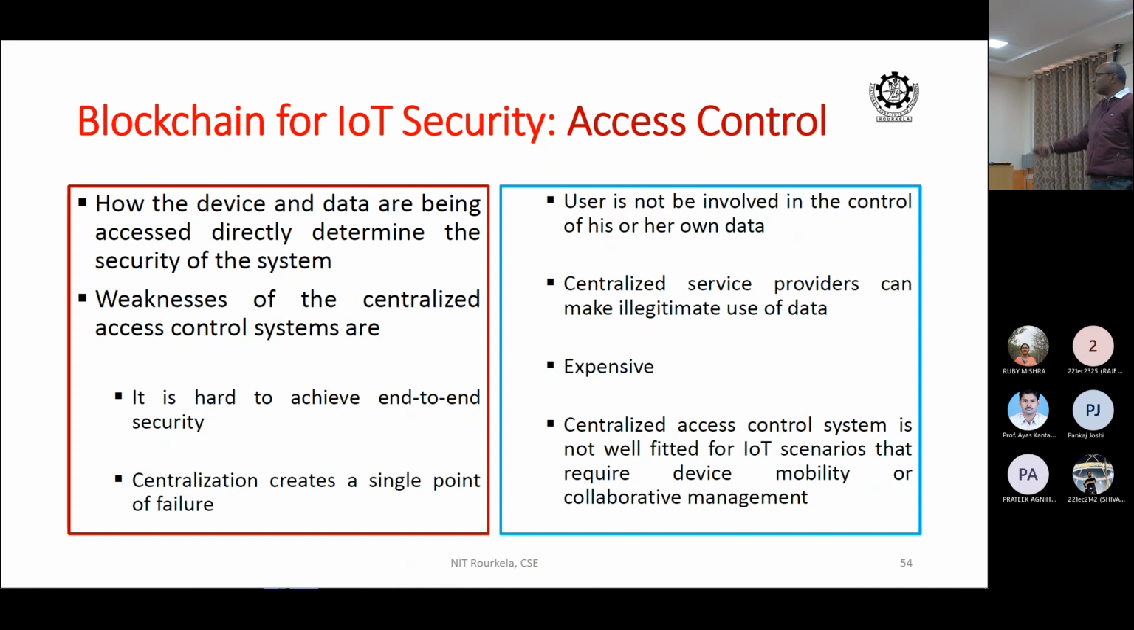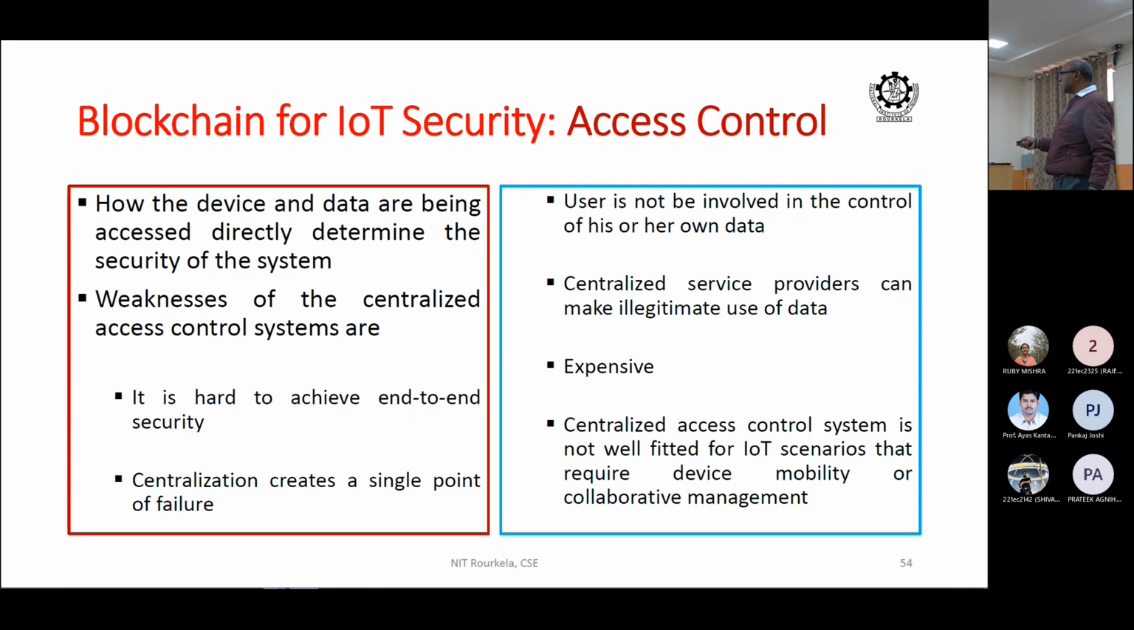The user is not involved in control in a centralized architecture. Every access is managed and controlled by a single, central entity, so the user is not involved in managing it. If you have a central service provider, he can make illegal use of the data, or he can deny the use of some of the data. Central architectures are also very expensive, because they generate huge volumes of data that need to be stored, and the security credentials have to be implemented.